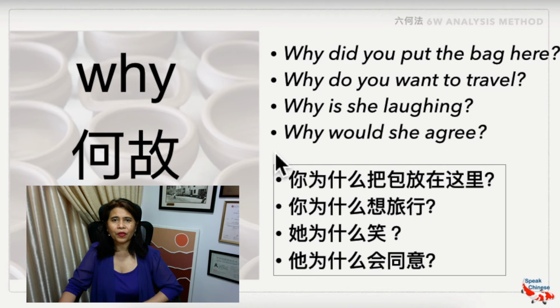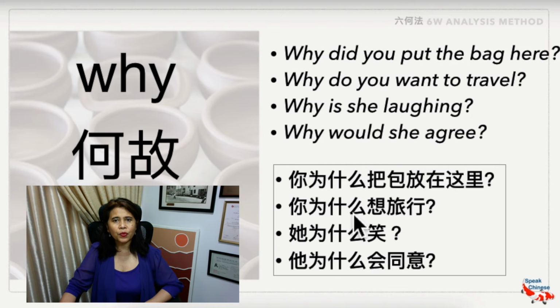Next, why? Why did you put the book there? Or why did you put the bag here? Why would you want to travel? Why is she laughing? Why would she agree? 你为什么把包放在这里? 你为什么想旅行? 你为什么笑? 他为什么同意? 他为什么会同意? This is how we use the word why. 为什么.